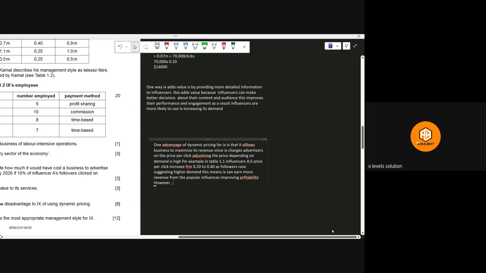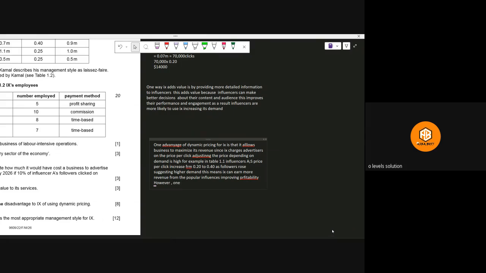So in the disadvantage, we can say, however, one disadvantage of dynamic pricing is that it may lead to uncertainty and dissatisfaction for advertisers, and businesses may find it difficult to predict their advertising cost because you are changing prices frequently. That's why.